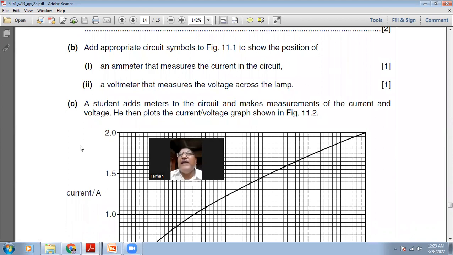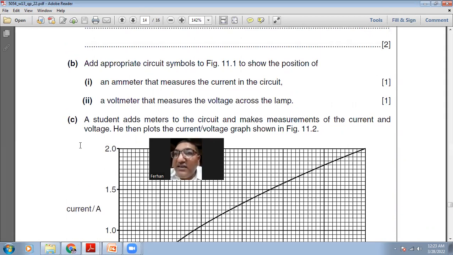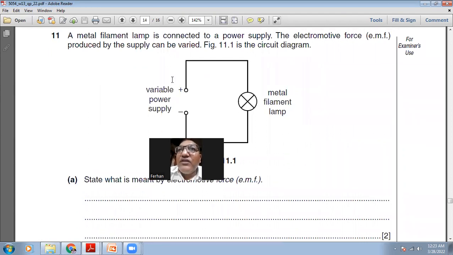It says add appropriate circuit symbols into figure 11.1 to show the position of an ammeter that measures the current in the circuit. The ammeter is always connected in series. And a voltmeter that measures the voltage across the lamp. The voltmeter is always connected parallel to the device, to the lamp. So I will put an ammeter here and I will put a voltmeter here, parallel to this lamp.